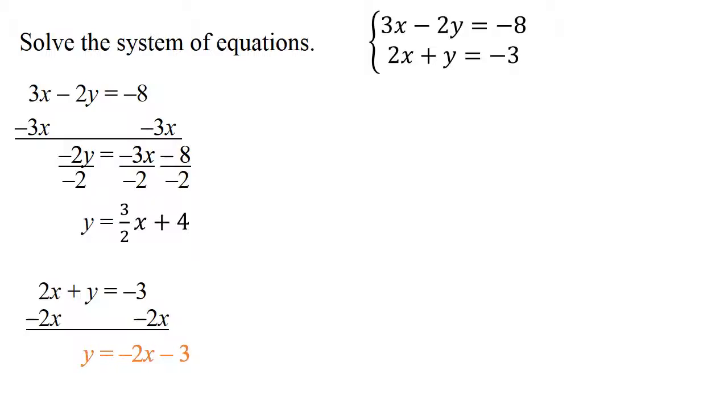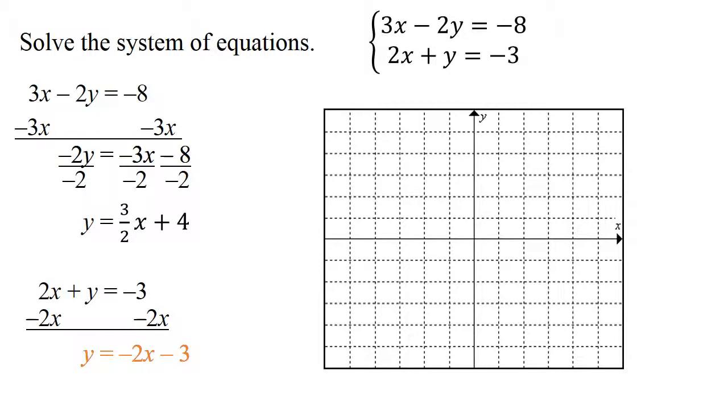I want to graph these in different colors, so I'm just going to go ahead and make this second one orange, just to clarify which line is which, but you don't necessarily have to do that when you draw the graphs yourself. I'm going to graph this first line. y equals 3/2 x plus 4, y-intercept of 4, slope is 3/2, up 3 and over 2.